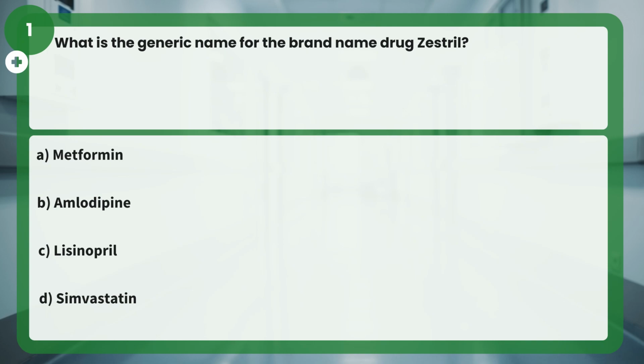Question 1. What is the generic name for the brand name drug Sterile? A. Metformin. B. Amlodipine. C. Lisinopril. D. Simvastatin.